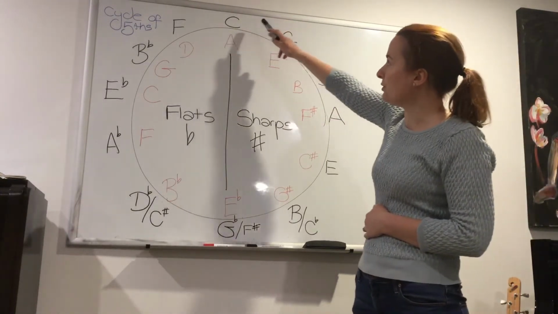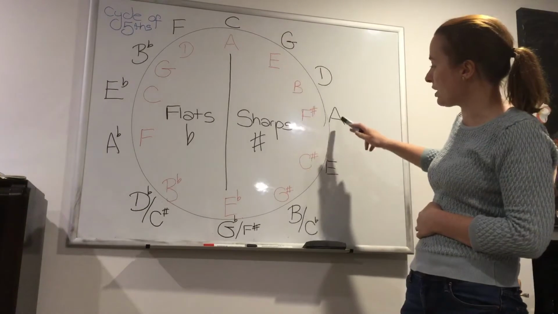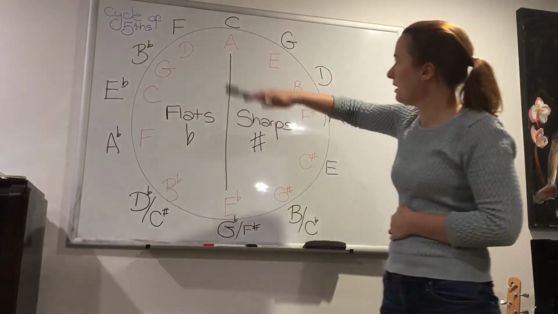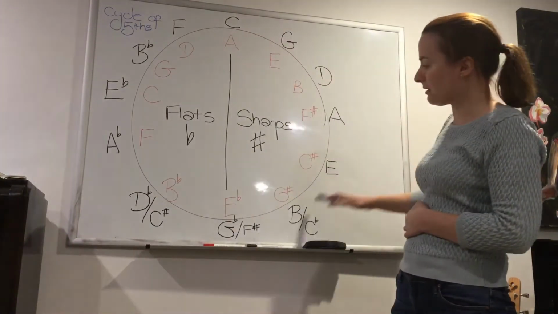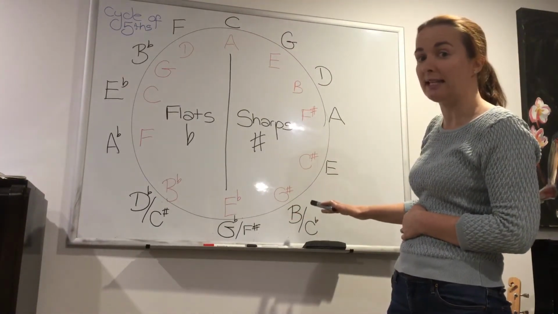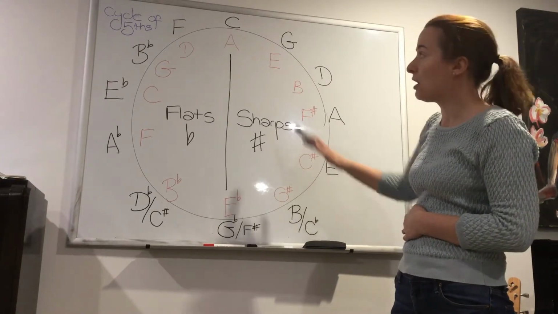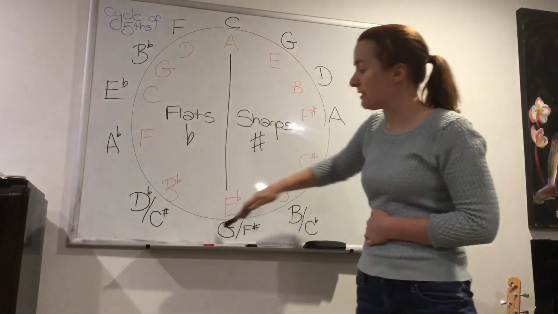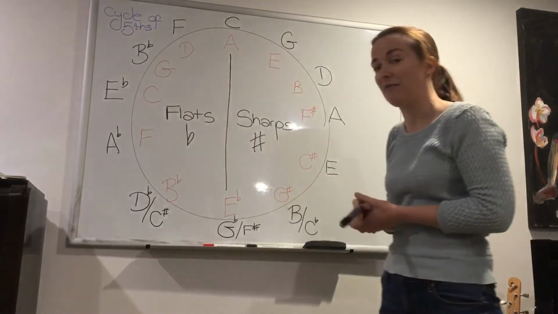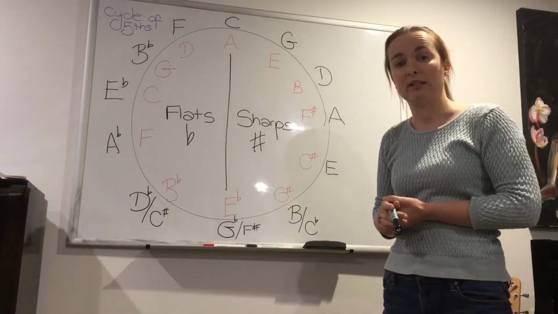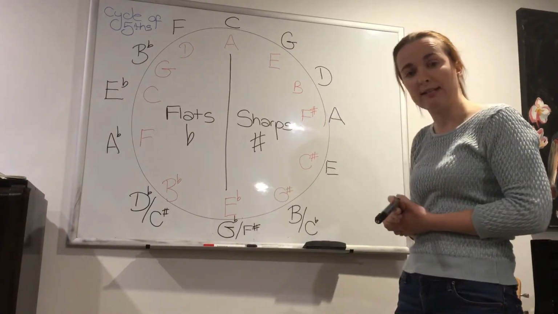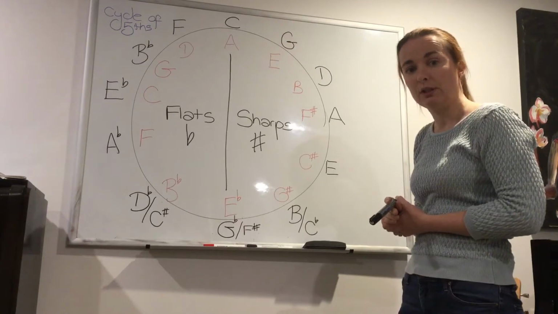Then I want you to write all of the major keys going around the cycle. On the right hand side, we have our major keys that have sharps in the key signature. On the left hand side, we have all of our major keys that have flats in the key signature. Okay, so I want you to copy this into your notebook.